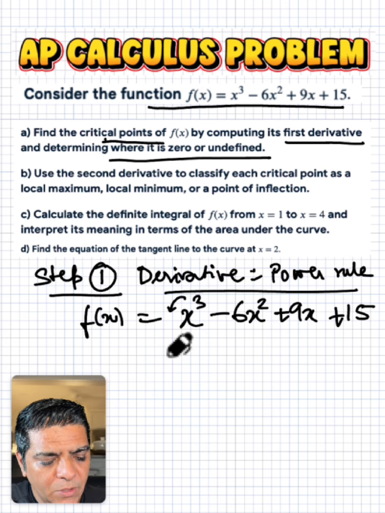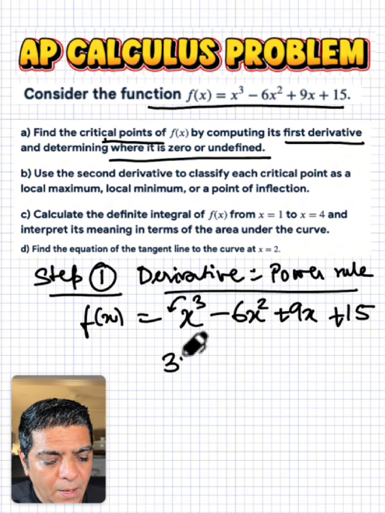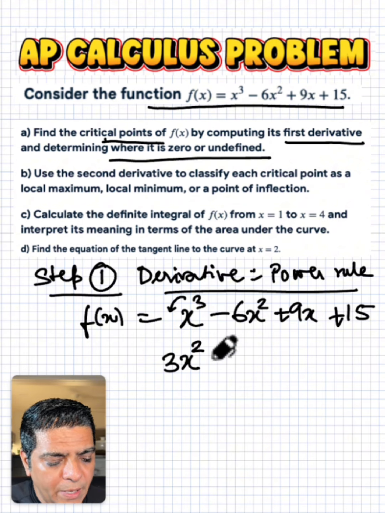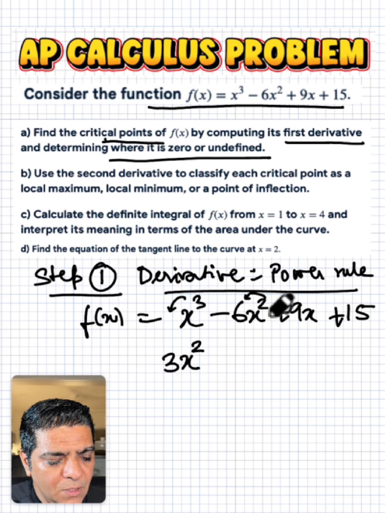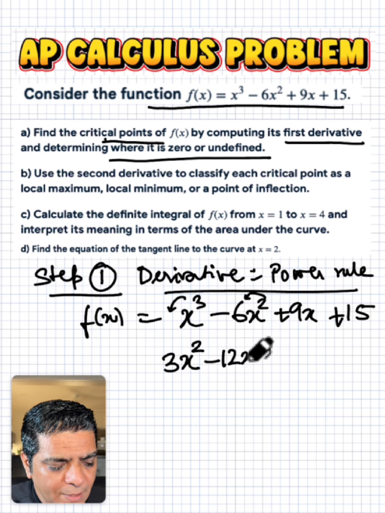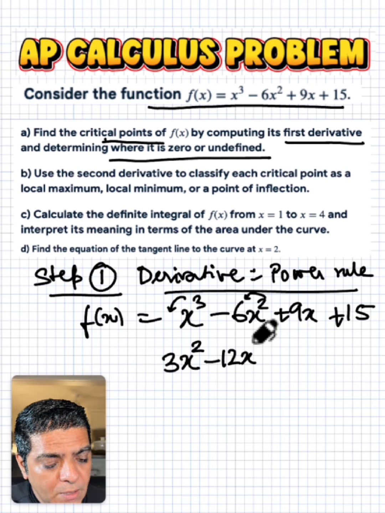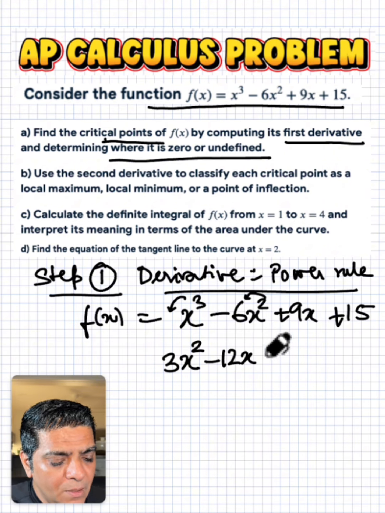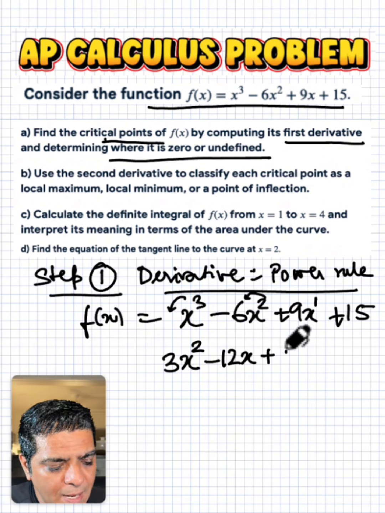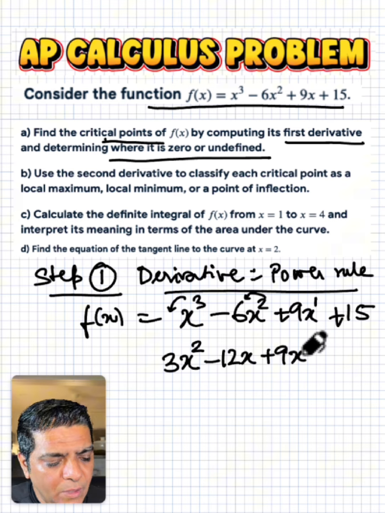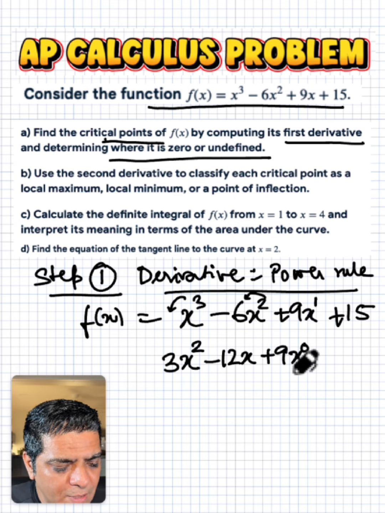So this x cubed is going to be 3x, and 3 minus 1 is 2, so squared. For the 6x squared, the 2 is going to come in front, and negative 6 times 2 is negative 12. x, 2 minus 1 is going to be 1, so it's just going to be x. Plus, 9x to the power of 1, 1 times 9 is 9. x to the 1 minus 1 is going to be x to the 0, so that's going to be just 9.